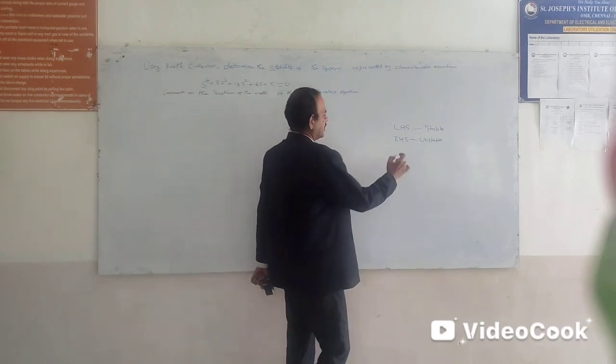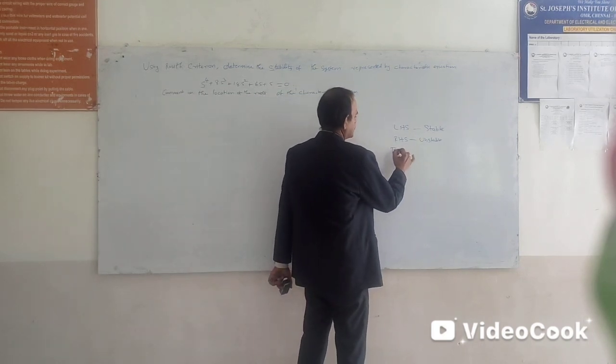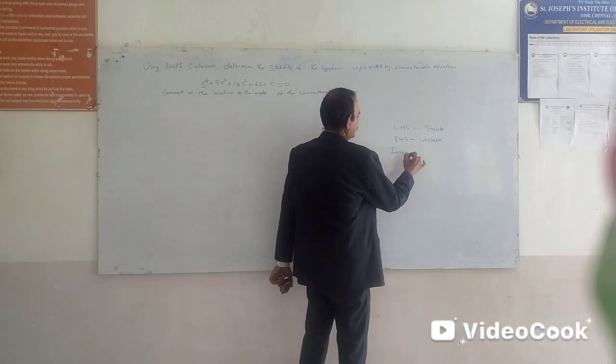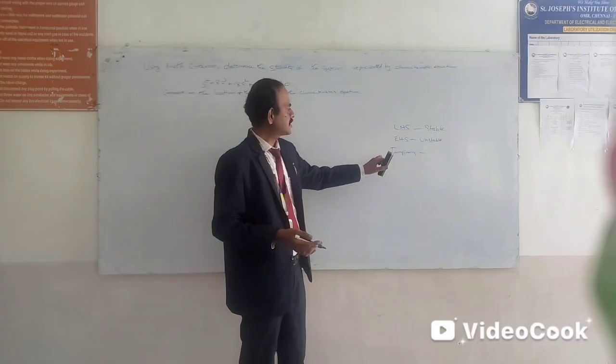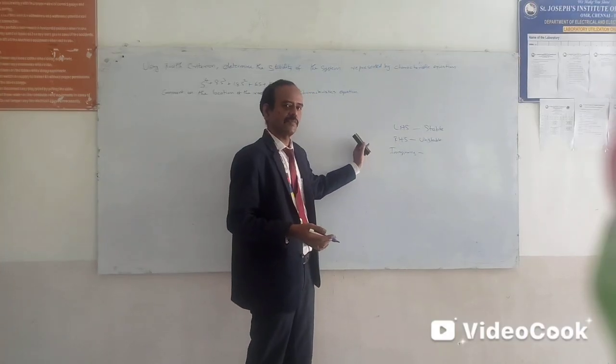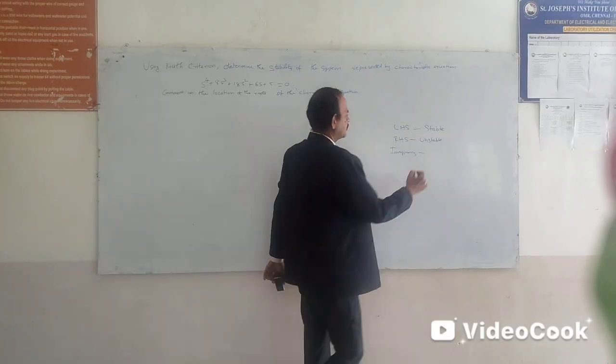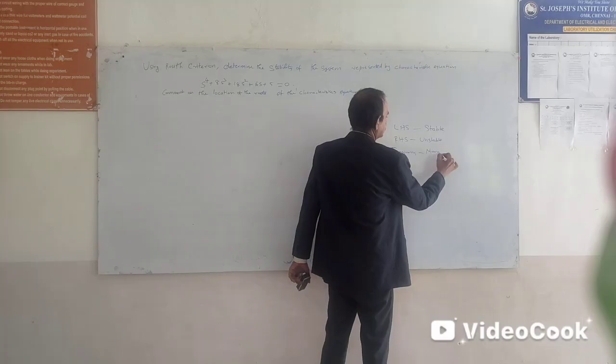Similarly, suppose the roots lie on the imaginary axis. There are no roots on the right half of the S-plane, only roots on the imaginary axis as well as the left half of the S-plane. Then the system is said to be marginally stable.